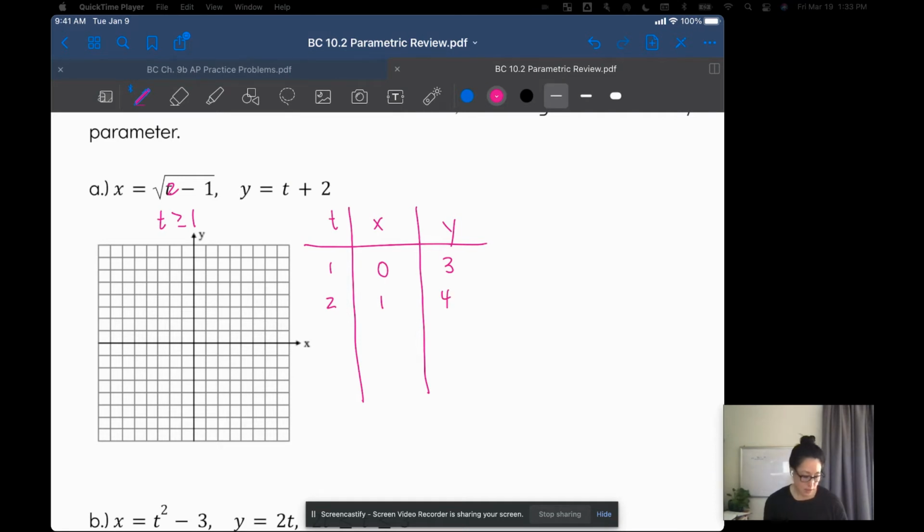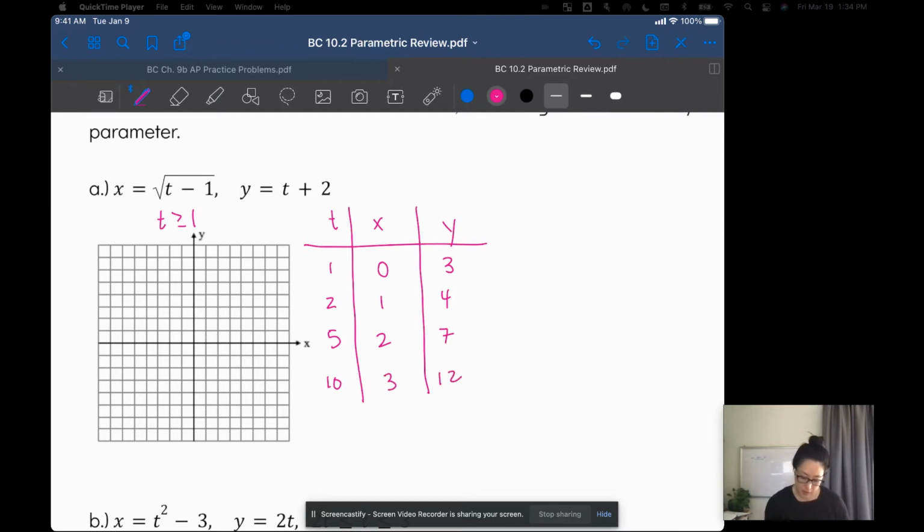Okay. Next, the next number that's easy for me to substitute in is 5. So 5 minus 1 is 4, which gives me the square root of 4, which is 2. And 5 plus 2 is 7. Last number I want to substitute is 10, because 10 minus 1 is 9, and the square root of 9 is 3. And 10 plus 2 is 12.